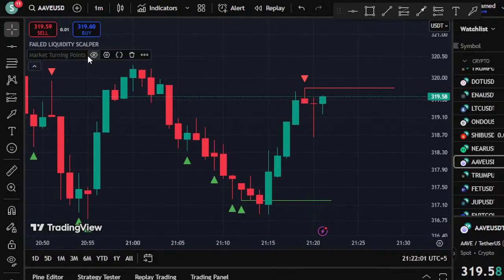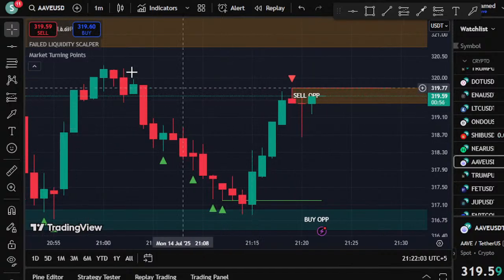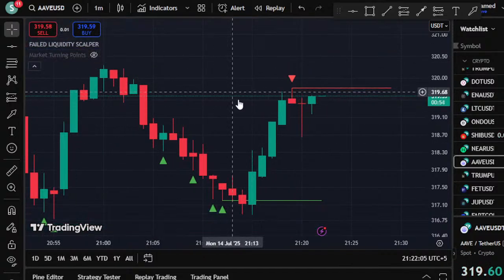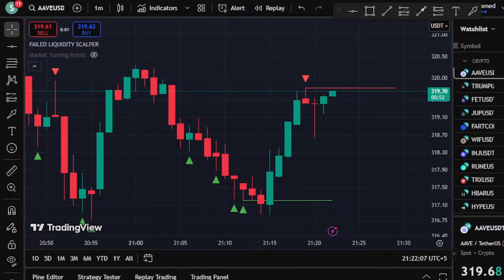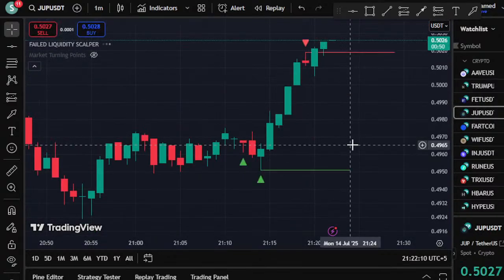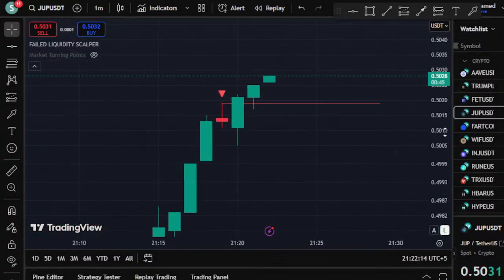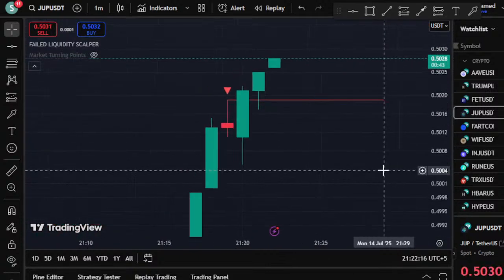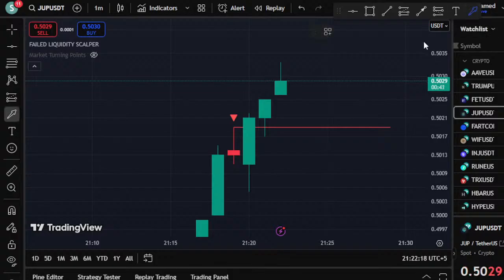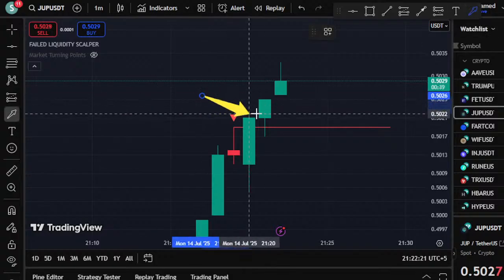Okay, brother, Market Turning Points is another indicator. We cannot compare it with the Failed Liquidity Scalper. They both are different. I am telling you again and again, the Failed Liquidity Scalper is working on the liquidity. The Market Turning Points is working on the level setups. Okay, now you can see closed above.